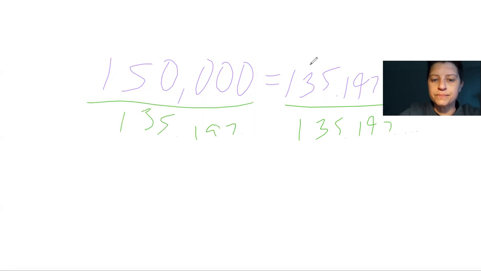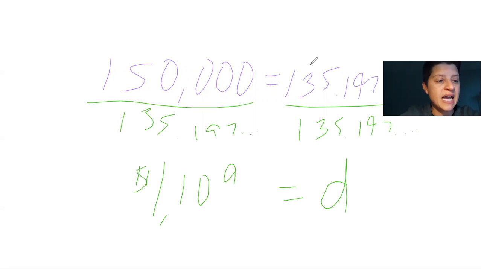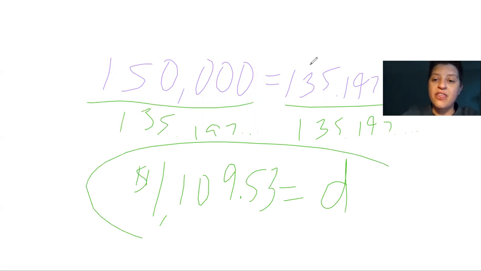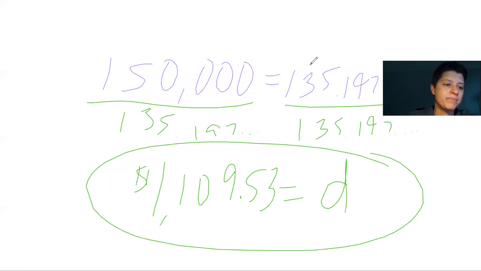That means, again, I'm going to use my stored answer feature in my calculator, and take 150,000 divided by my last answer, and that's going to give me a D value of $1,109.53. That would be the monthly payment if I borrowed $150,000 for 15 years at 4% interest.